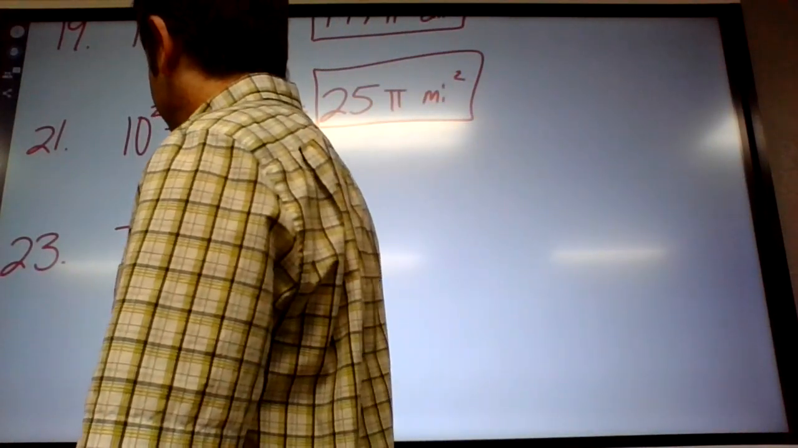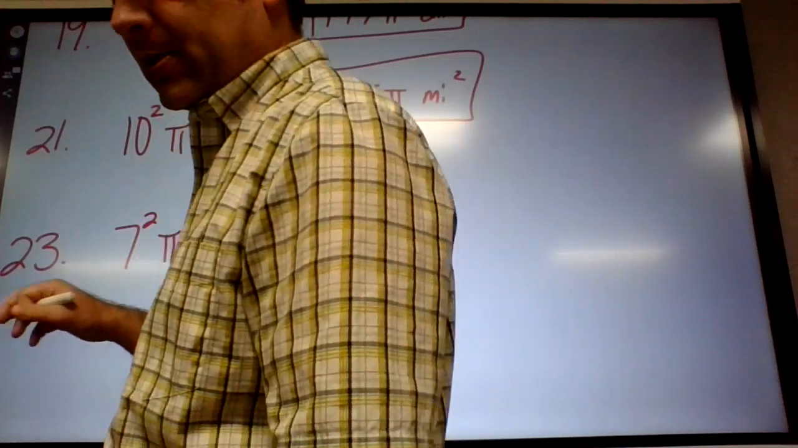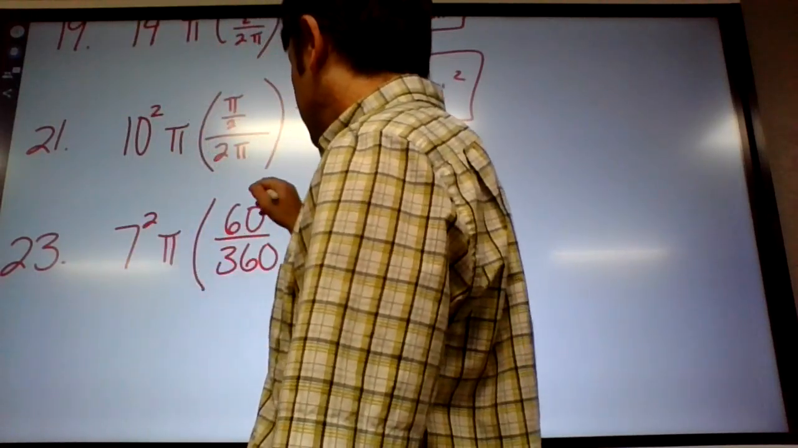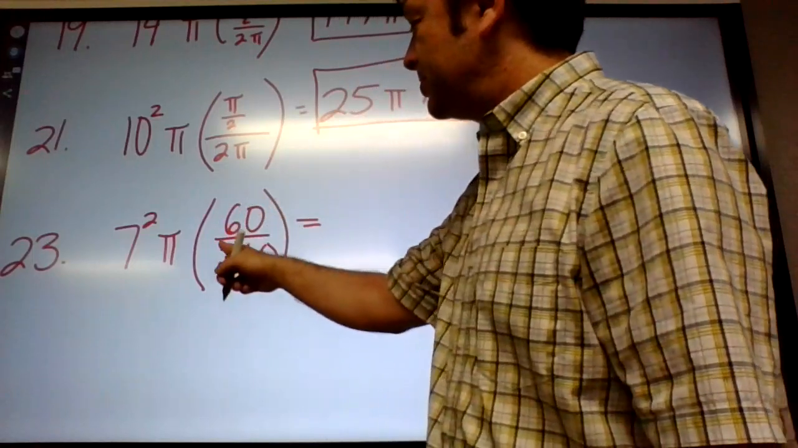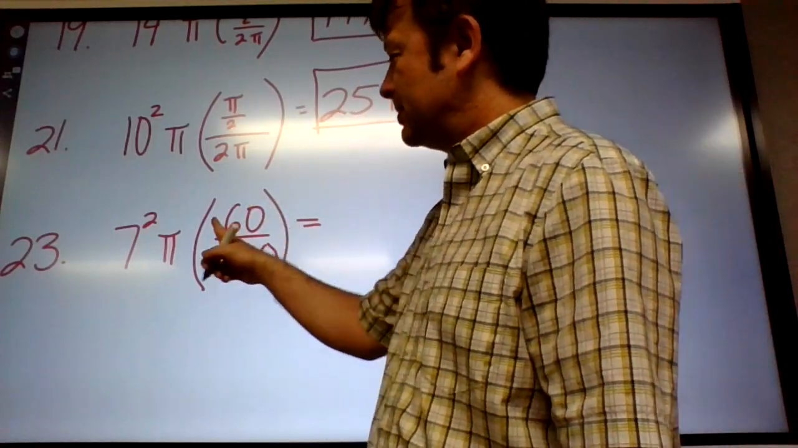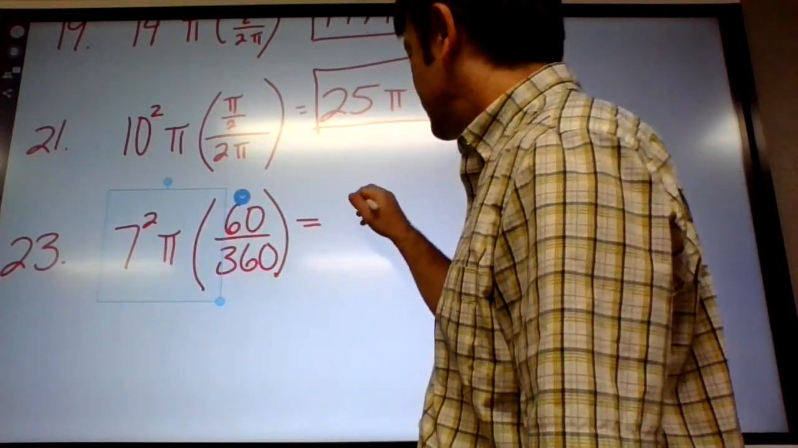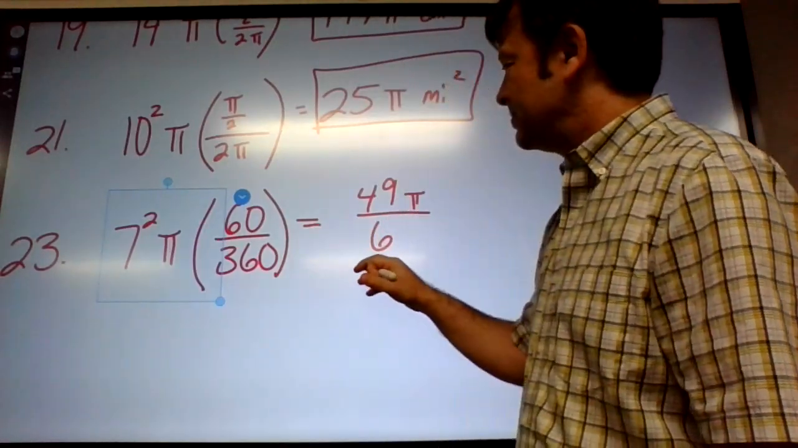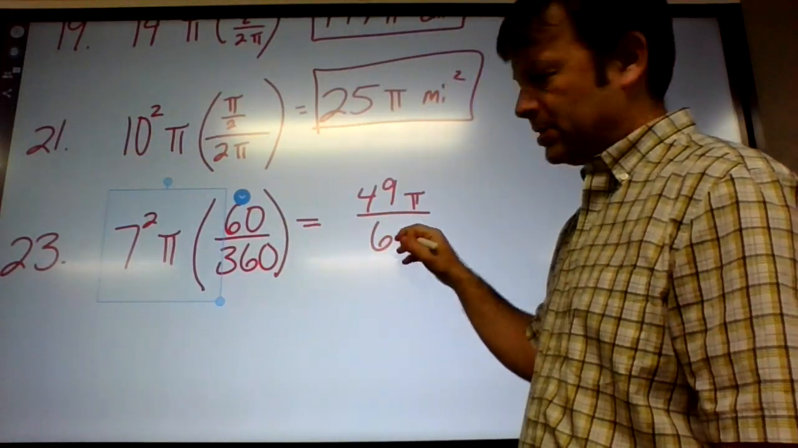Pi r squared times 60 out of 360. This reduces to 1/6. This is 49. So it's 49/6 with the pi. Kilometers squared.